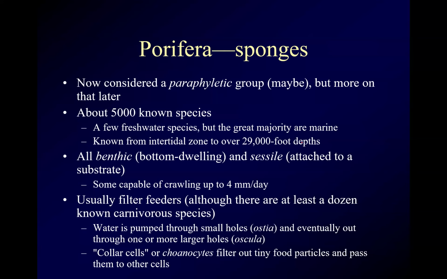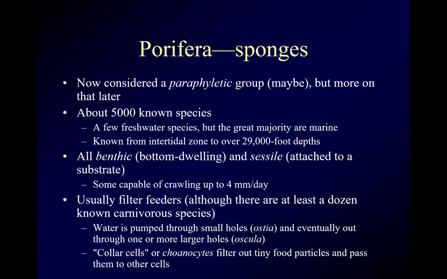There's a few sponges that are carnivores, but classic sponges are filter feeders, and the entire body is one great big water filter. Water gets pumped into small holes called ostia, and where it can go from there depends on how complex the sponge is. But eventually, that filtered water gets shot out of the sponge through one or more larger holes called oscula. So, water is taken in through the ostia, these little holes. Food particles are filtered out, and the filtered water passes out through larger holes called oscula.